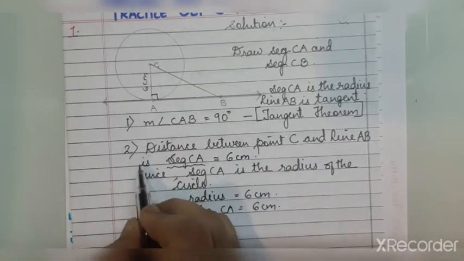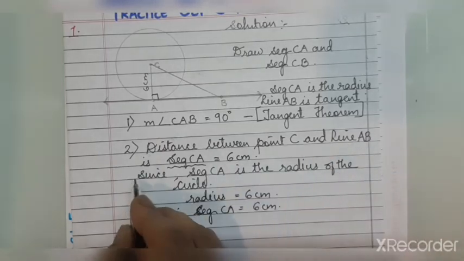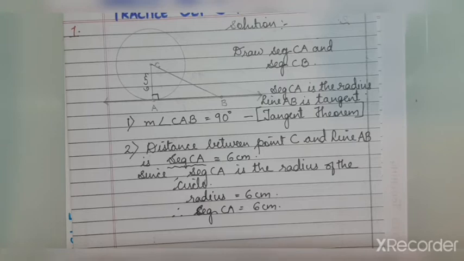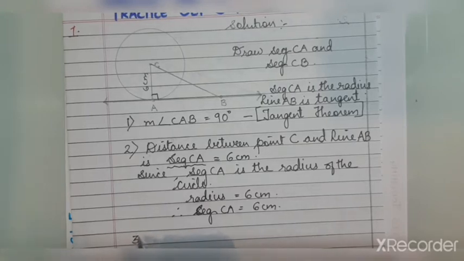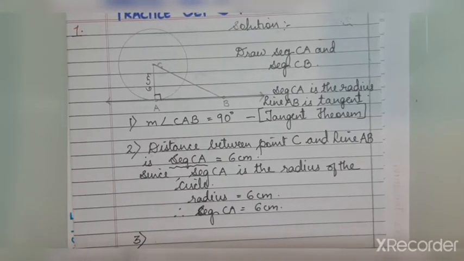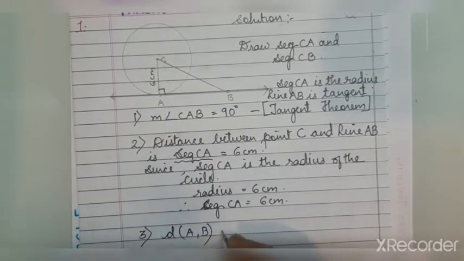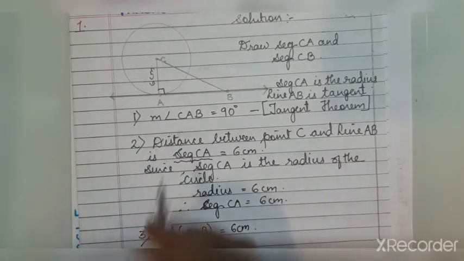Okay, so this is our answer, and this is the reason part. From here, since so and so, what we have written is the reason we have given. Clear? And we move to the third one. Now the third question is, distance AB is given as 6 centimeter, and we have to find BC.